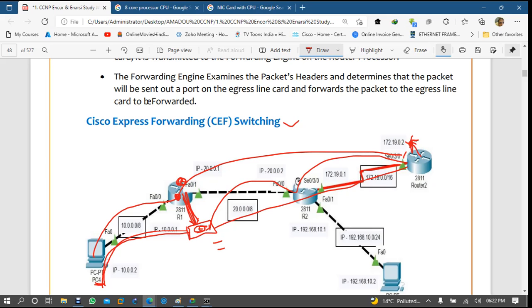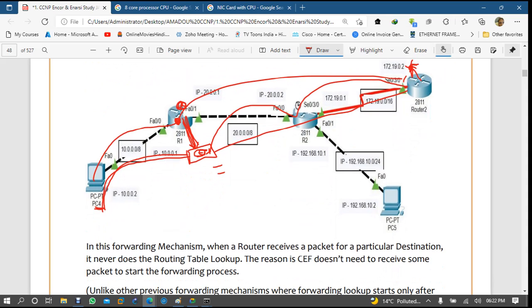But the CEF is inside routers, right? Yes, it is inside the router. Okay, no problem, let me show you.